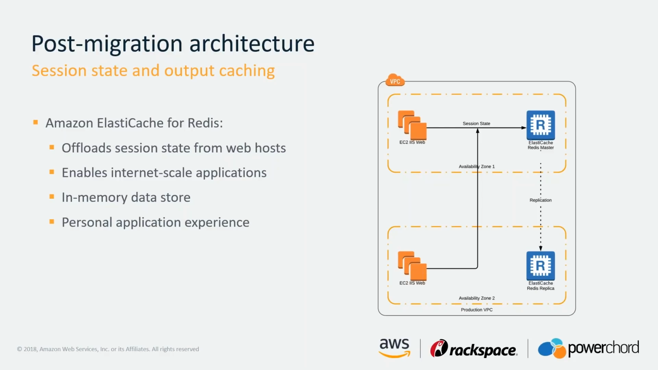And then additionally, we're able to store session state in Elasticache as opposed to keeping that on the instance as well. And what that does is improve performance, obviously, across the board, because Elasticache is going to perform faster than those same functions would on instance. It's a very fast in-memory data store. It's sub-millisecond latency. So that allows things like internet scale applications and a more personal application experience, since you're able to cache session information with Elasticache.